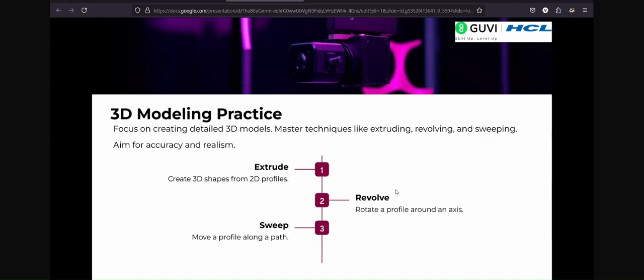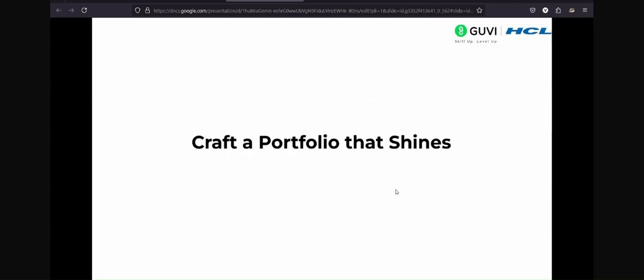So the 3D modeling practice. Moving on to the next part, craft a portfolio. You have done the practice, you have learned the software, you know the material knowledge, you know the mechanical engineering knowledge part also. But to find a job, to get noticed, you need to have a portfolio.